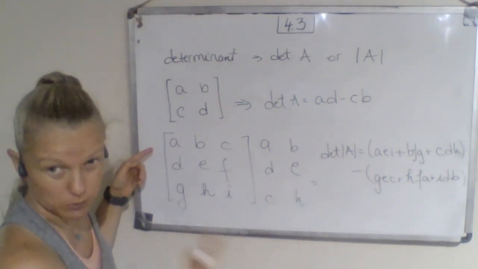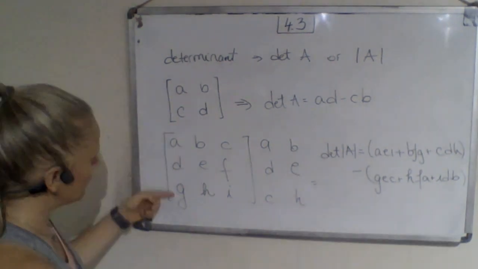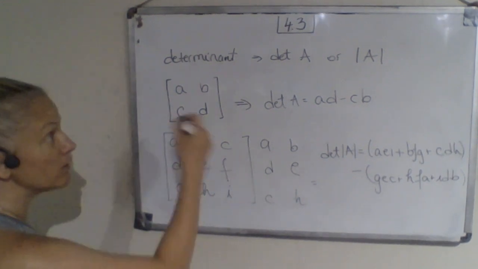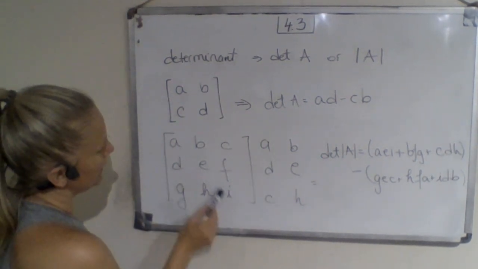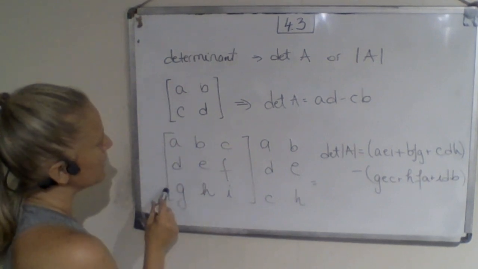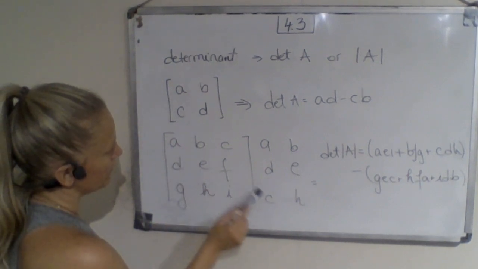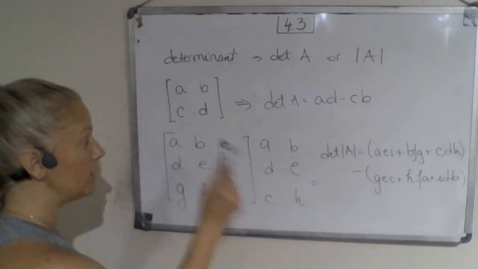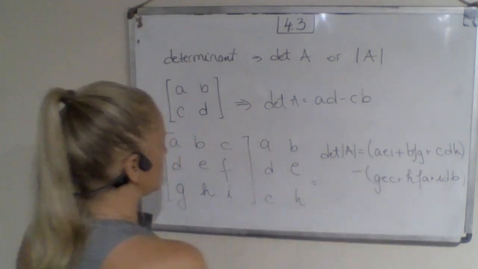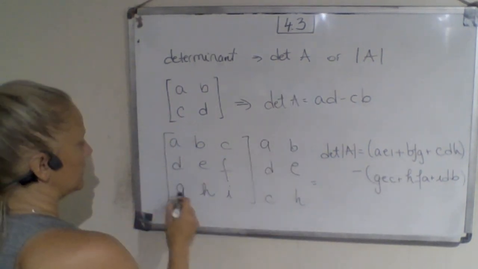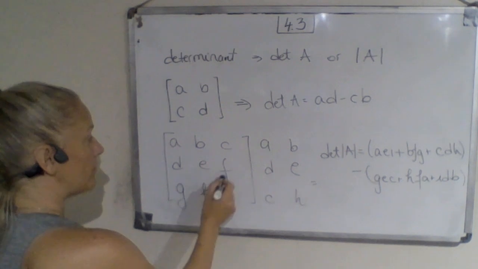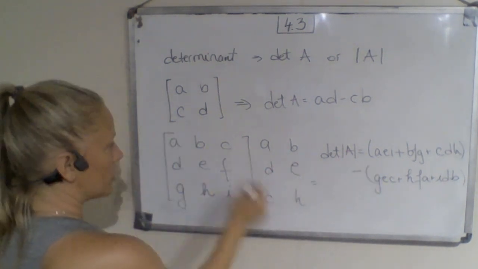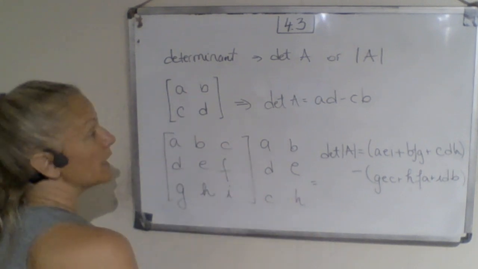Really, you're not going to do any of this because we're using a calculator. But you're going to copy your first column again and your second column again. And then we follow the same rule. It's going to be your first diagonal, AEI, plus your second diagonal, BFC, plus your third diagonal, CDH. You add all of those together, and then you go minus the opposite diagonals, GEC plus HFA plus IDB. So you do the first diagonals, then you add the second diagonals, and you subtract them.